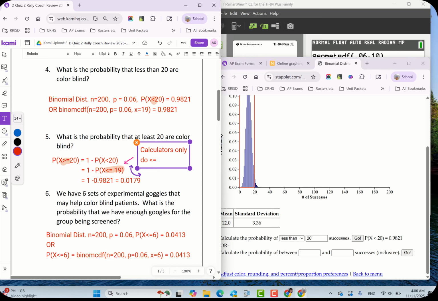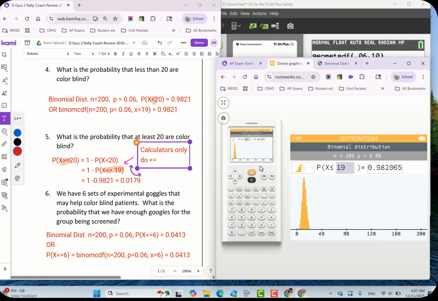Now, I will say this. So on the TI, you have to do 1 minus that 0.0982, so 0.9821. You have to know that. On the NumWorks calculator, you can actually, instead of doing that, the NumWorks will do greater than or equal to. So when I write that, I'm like, well, that's technically not true.